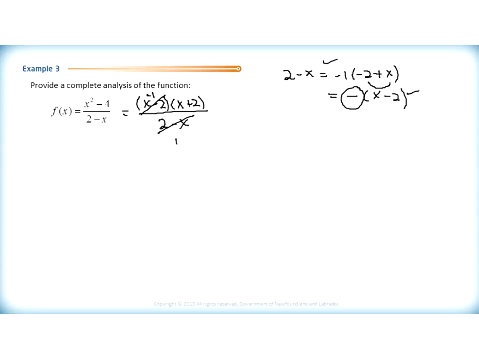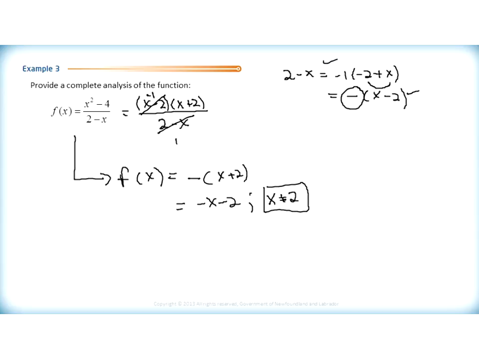Alrighty, so this function that we have here, f of x, this is just equal to a negative of x plus 2, which is minus x minus 2. And that's just a straight line. But we have a non-permissible value at x equals 2, so we're not allowed to actually be equal to 2. So basically what we have here is the graph of a straight line, and that straight line has a hole in it. So there's no asymptotes. We do have one point discontinuity.